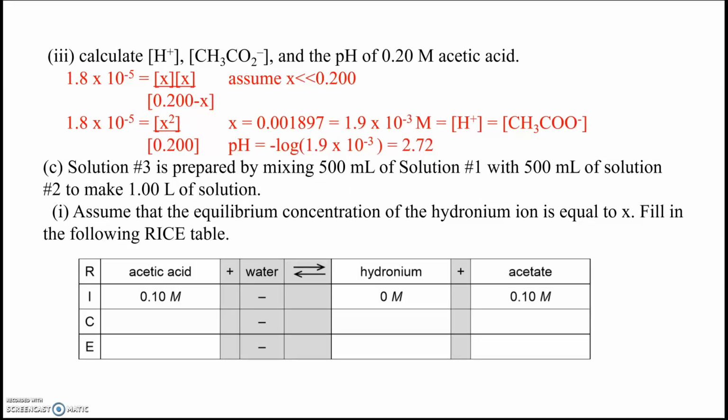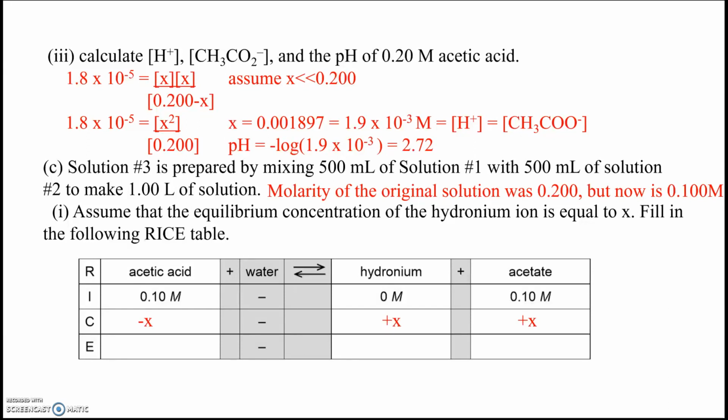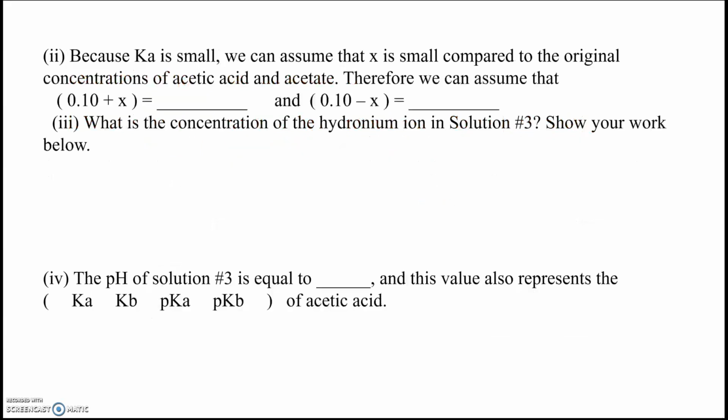All right, solution number 3. Now we're mixing 500 mL of solution 1 and 500 mL of solution 2 to get a total volume of 1 liter. And we need to fill in the RICE table. So we've got our reaction, and we know our initial conditions. The molarity of the original acetic acid solution was 0.2, but now it's 0.1 because I've diluted it by mixing it 50-50 with the other solution. All right, so our change is going to be minus X and plus X, leaving us with this as our equilibrium condition.